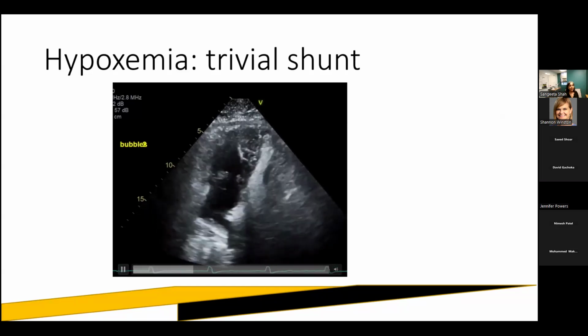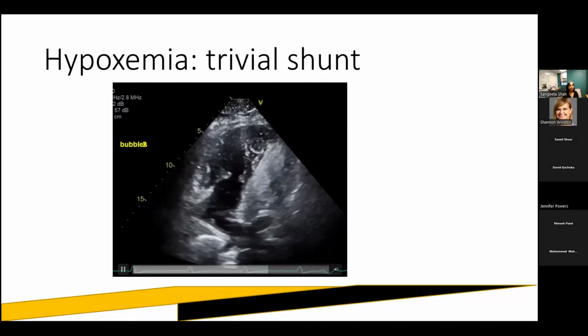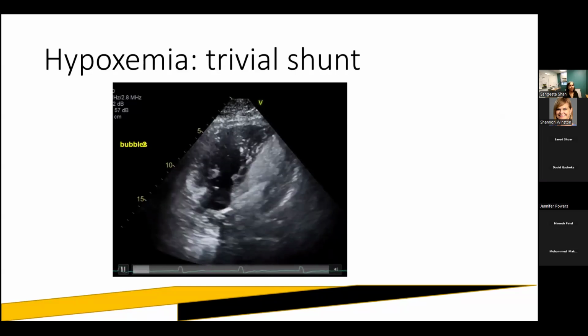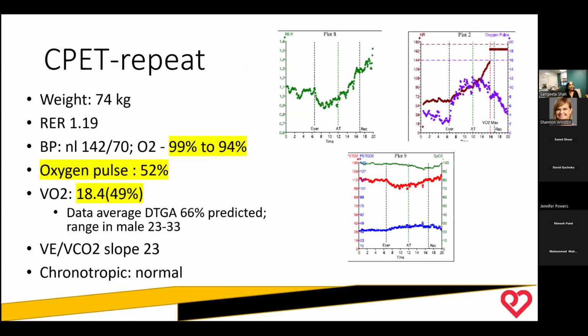This is just showing in comparison. So the bubbles are in the left ventricle, and we're looking for any bubbles that are systemic. And there's just a few bubbles, so not very many bubbles to explain all the findings. He was optimized on heart failure medications, and his weight is 74 kilos.